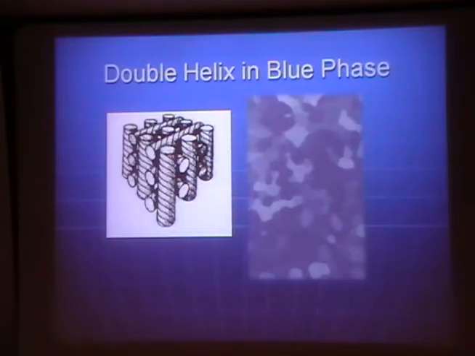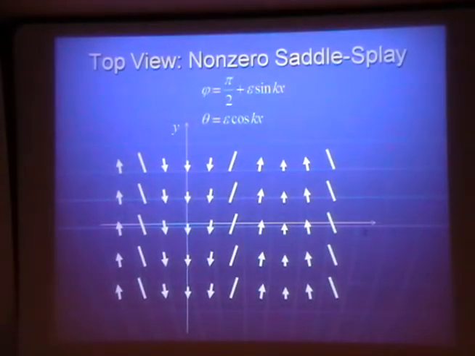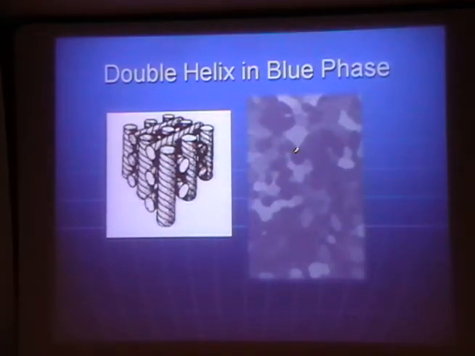It is well known that the blue phase consists of a double twist helical structure as shown here, and the stabilizing component is K24. As I mentioned, if you carefully look at how the double twist structure makes up the orientation on the plane surface locally, then you can immediately confirm that this is consistent with the non-zero saddle-splay contribution.